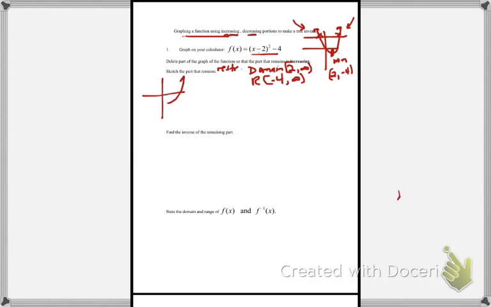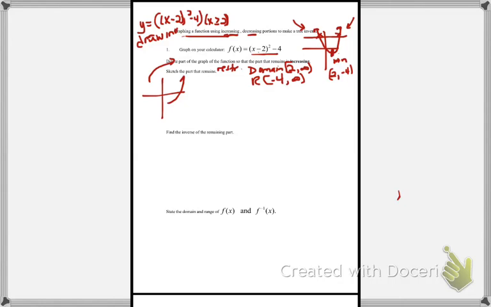Now, if you put this in your y equal, put an extra set of parentheses around this, and then limit your domain. Restrict your domain to greater than or equal to 2. And that will give you just this one piece. You can then do a draw inverse, or you can take your table and interchange your x and your y and draw your inverse.